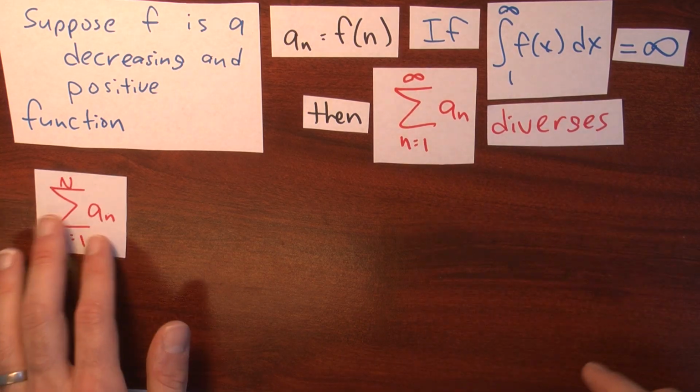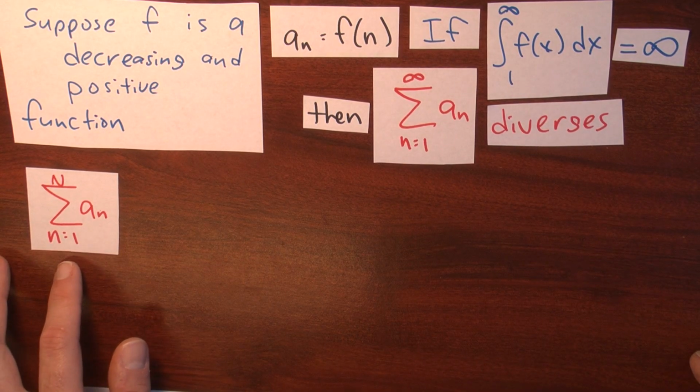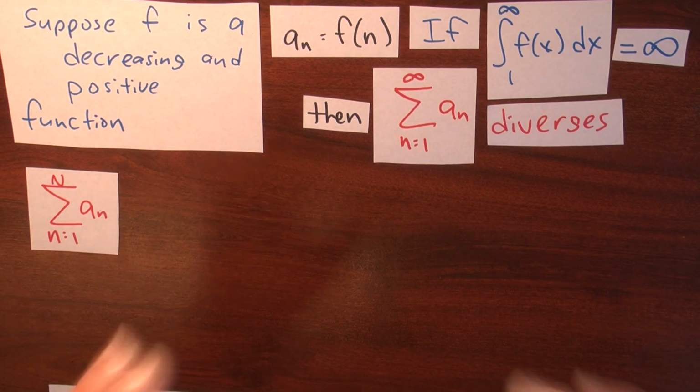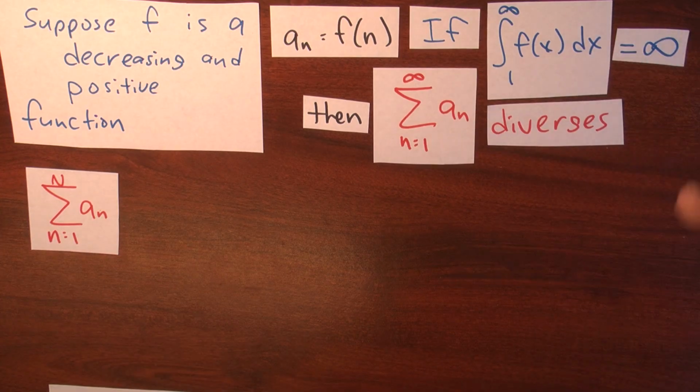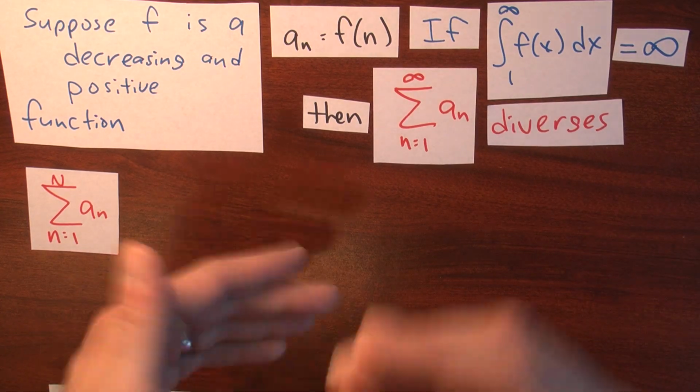Well, to get a handle on this series, I'm going to look at this: the sum, little n goes from 1 to big N, of a sub n. And somehow I want to relate this sum to an integral. Well, I won't get there all at once, but I'll do it in steps.